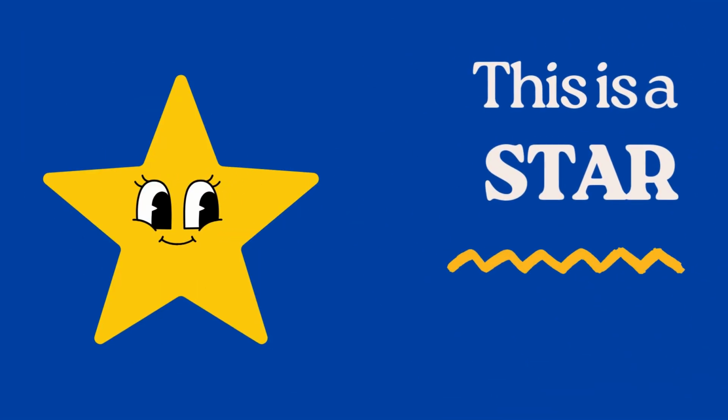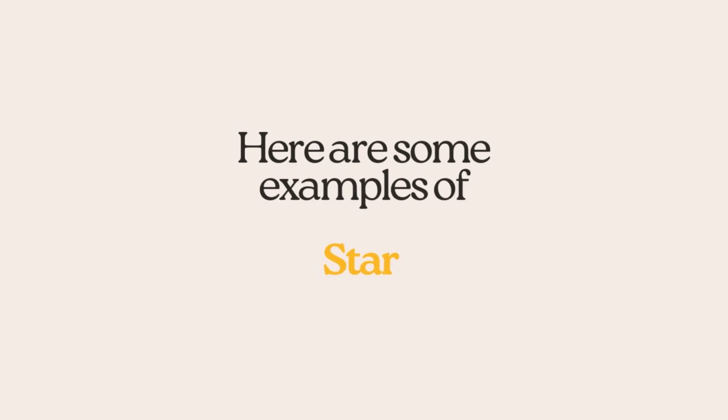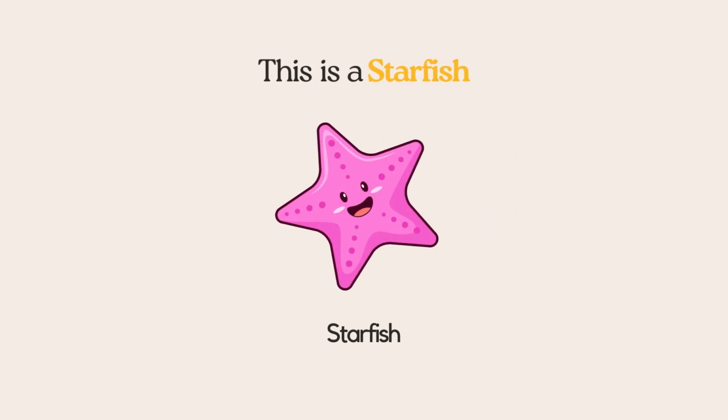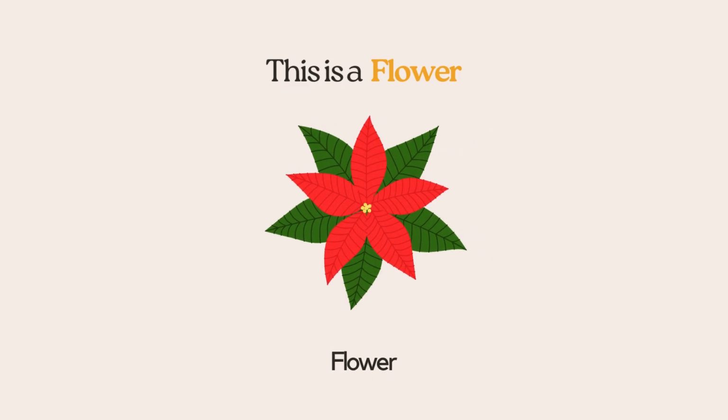This is a star. A star can have 5 or more sides. Here are some examples of star. This is a starfish. This is a shooting star. This is a flower.